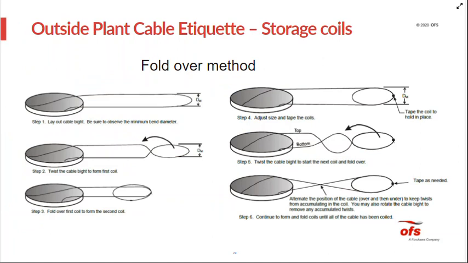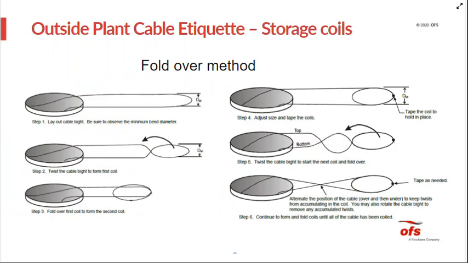Just a couple words about cable storage methods. This is a method that we refer to as the fold-over method. Sometimes it's called the twist and fold or the crossover method. It works pretty well for small diameter cables.